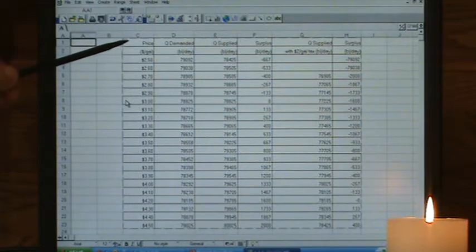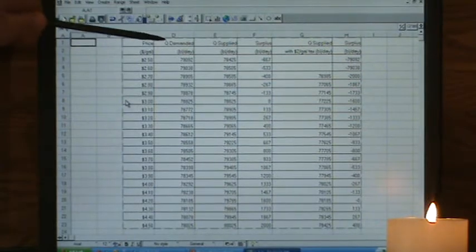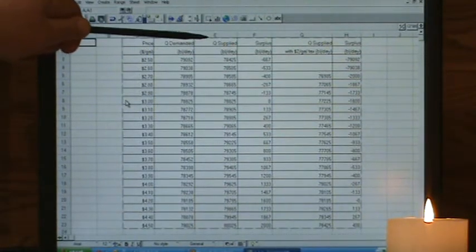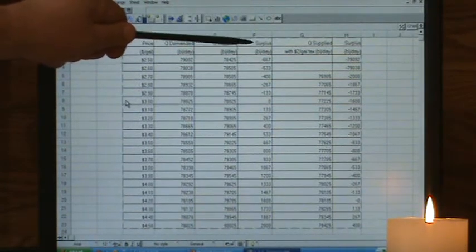In the first column, price of gasoline in terms of dollars per gallon. Column 2, quantity demanded in terms of barrels per day. Column 3, quantity supplied, barrels per day. Column 4, is there a surplus or a deficit?